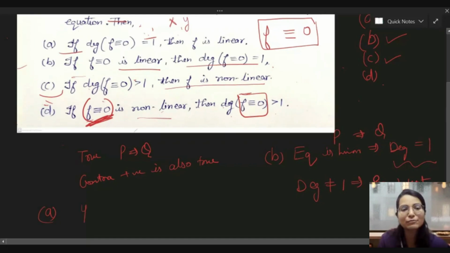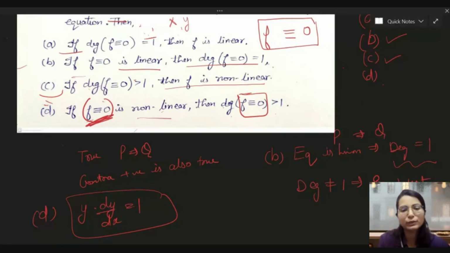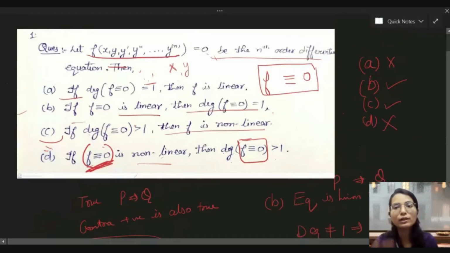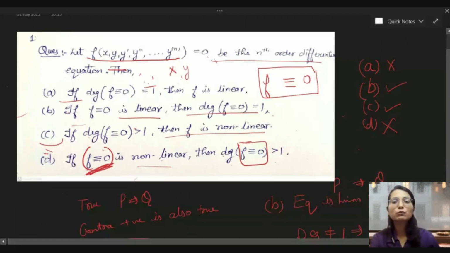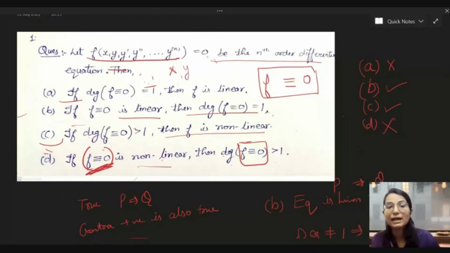What was the example that we took? You could take any kind of example. For the D option, you could take this example. This is a nonlinear differential equation, but its degree is equal to 1. So the D option is incorrect. So you will only have to work for 2 options here, and you can attempt 4 options. Generally, these kinds of multiple select questions weigh more marks than single correct questions. If single correct questions are 1 mark, they will carry 2 marks.